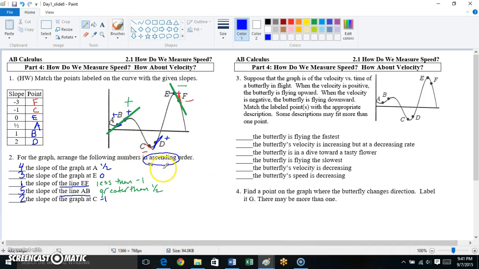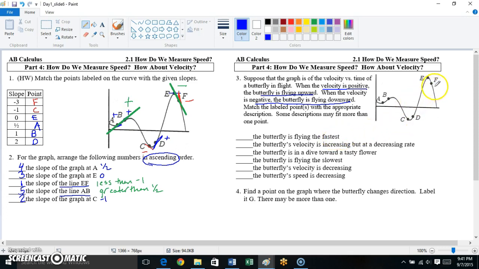Okay, suppose the graph at the right is the velocity versus time for a butterfly in flight. When the velocity is positive, the butterfly is flying upward. When the velocity is negative, the butterfly is flying downward. Match the labeled points with the appropriate description. Some descriptions may fit more than once. So when is the butterfly flying the fastest? That means what is the largest velocity that we have? Okay.